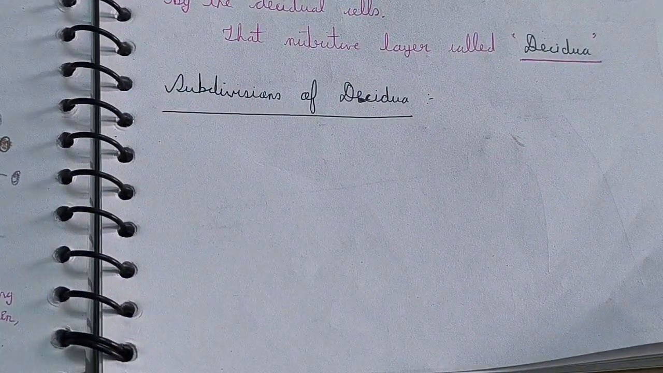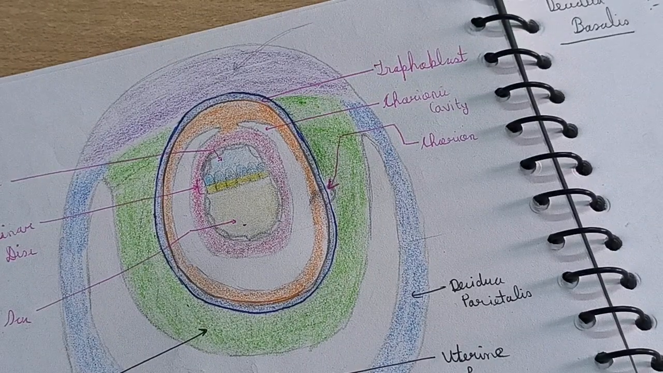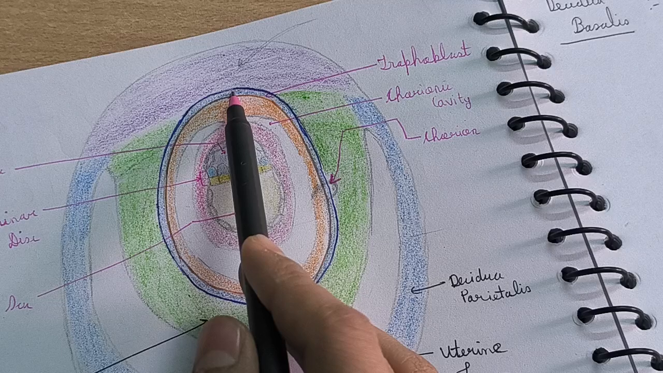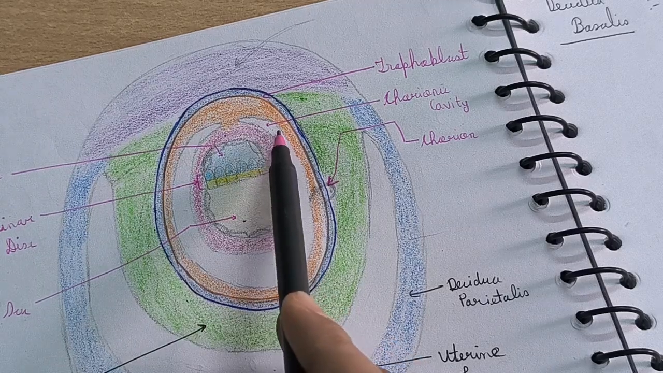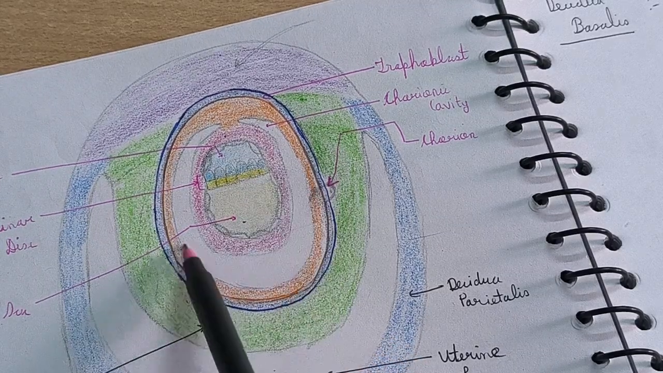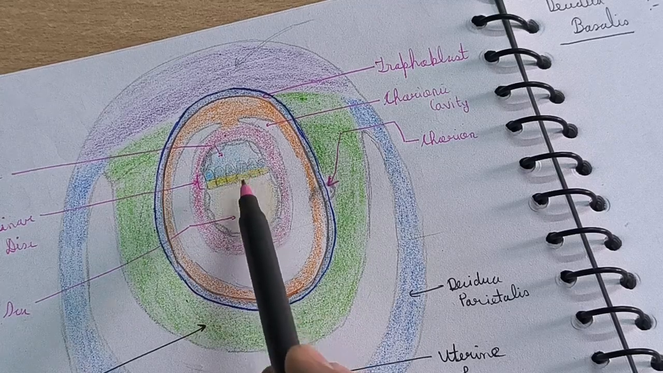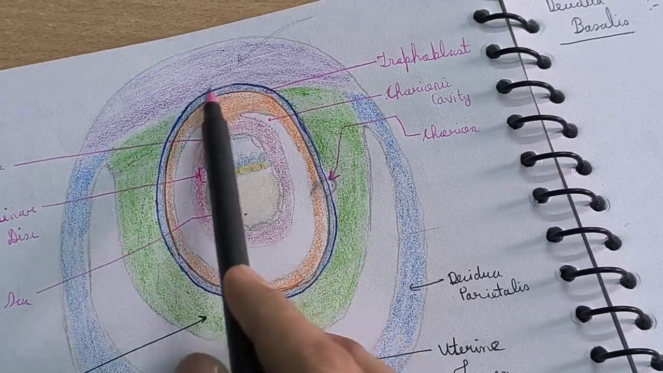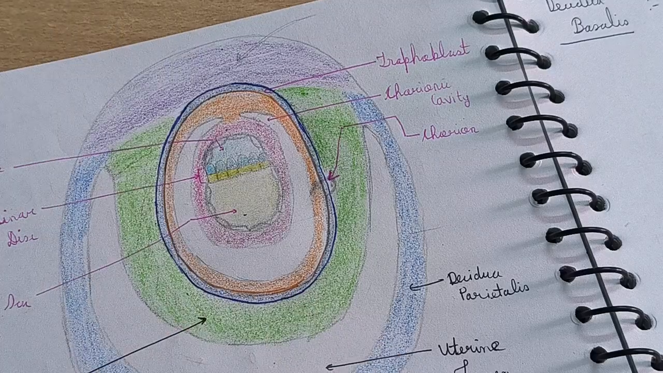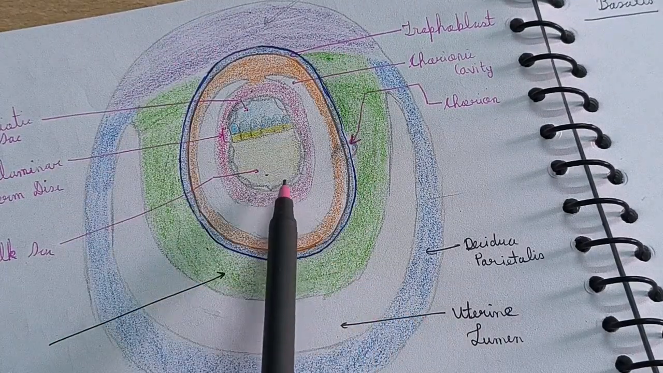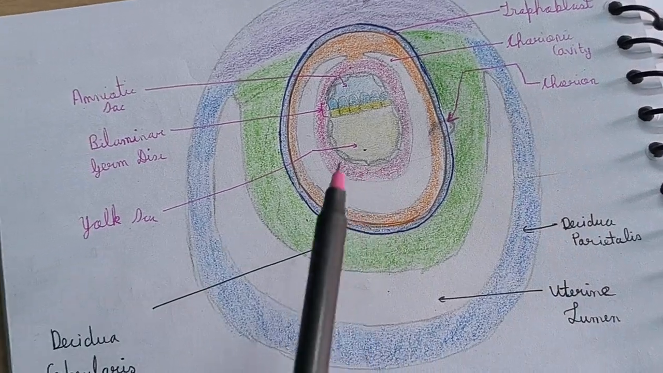Now I want to discuss the subdivisions of decidua. Once again, this is the whole developing embryo, this blue colour layer is the trophoblast, and this is the chorion. This is the chorionic cavity, and these are the bilaminar germ disc, amniotic cavity and yolk sac. These are all the parts of the developing embryo. This is the layer which is surrounding the developing embryo, the decidua.